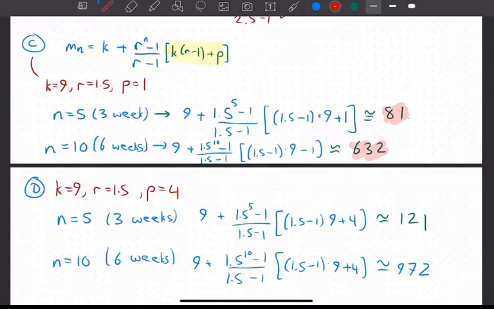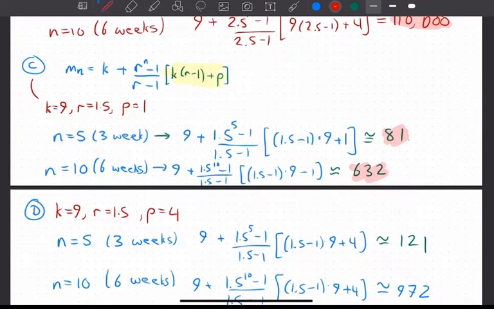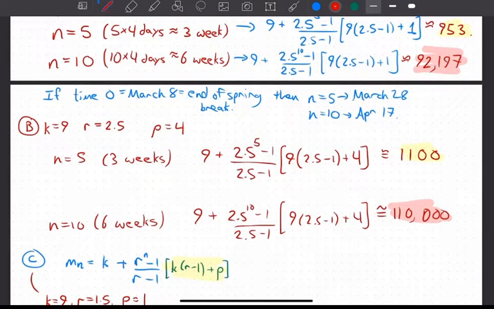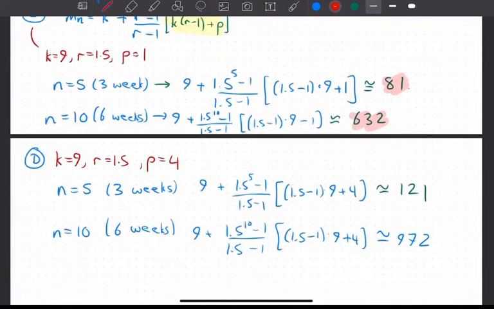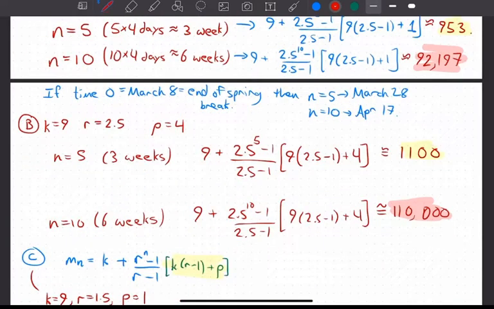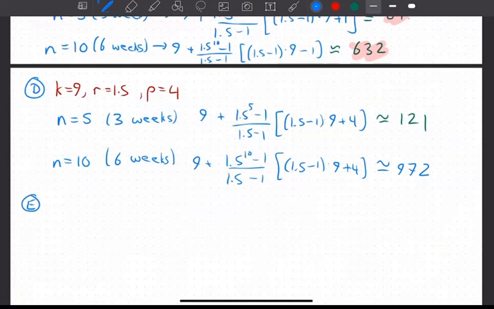It's not insubstantial. You can't say that it doesn't matter, but compared with the difference between 80 and 120 versus the difference between either of those numbers and 1,000, or the difference between 600 and 900 versus 100,000, it's sort of clear where the main battle is. It's on preventing local transmission.